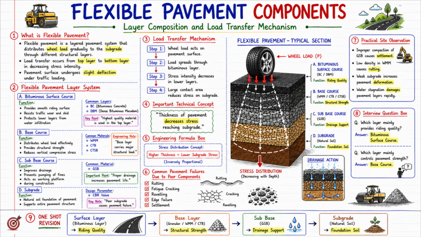Base course. Now comes the base course. And this is a very critical structural layer. See its functions: wheel load distribution, providing structural strength, and reducing vertical compressive stress. Now look at the common materials: WMM, CTB, CTSB. Now the engineering note here is very important. Base layer carries major structural load. That means this layer controls a major part of the pavement strength.